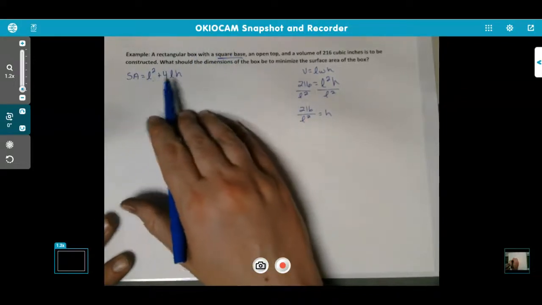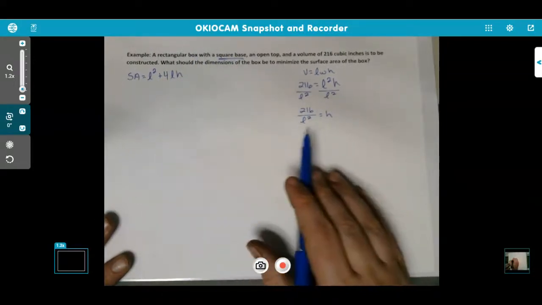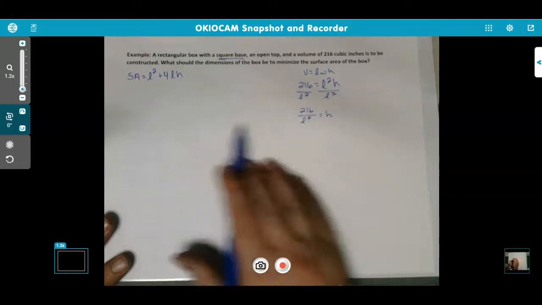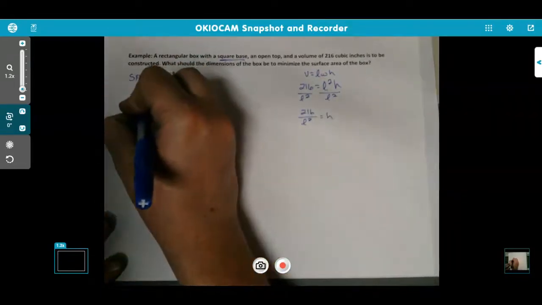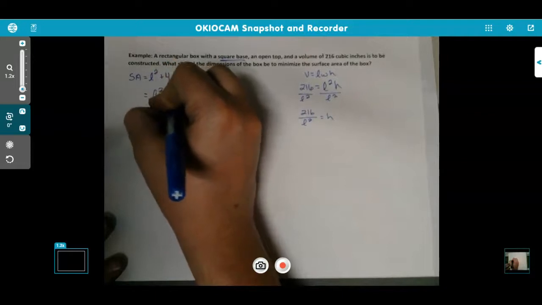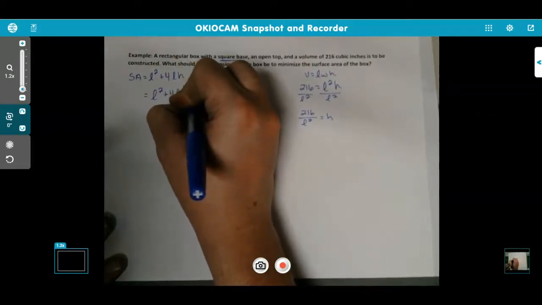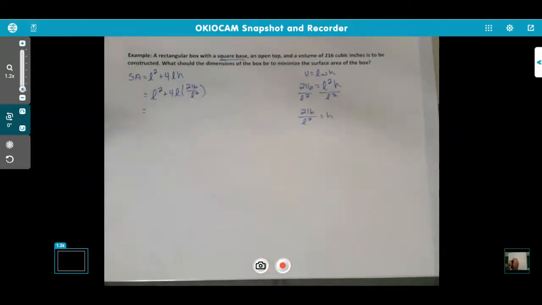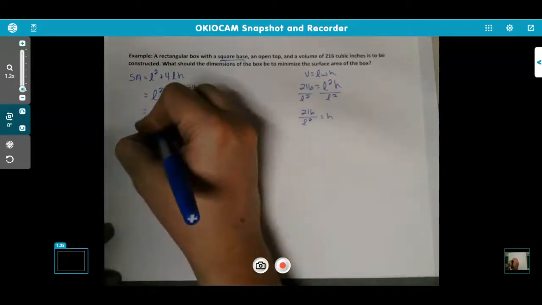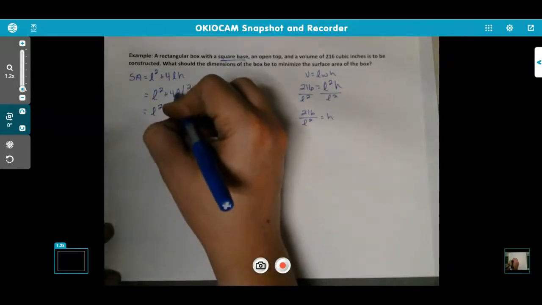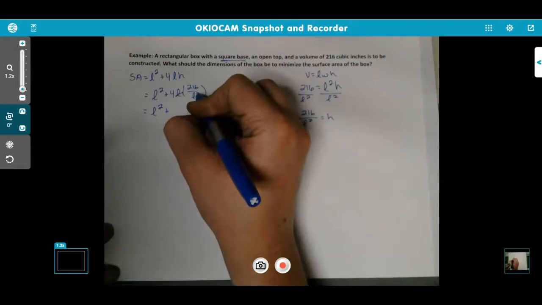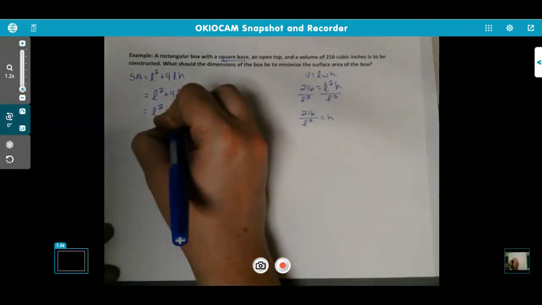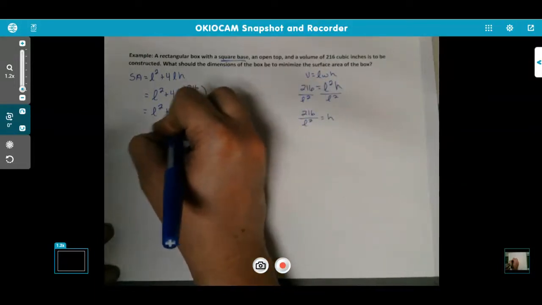The reason this is good is because we know my height is equal to 216 over L squared. So I can plug this in for the height. L squared plus 4L times 216 over L squared. 4 times 216 is 864, so this is L squared. And then L over L squared is going to give me over L. So 864 over L.